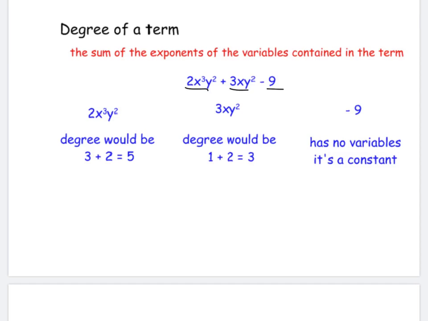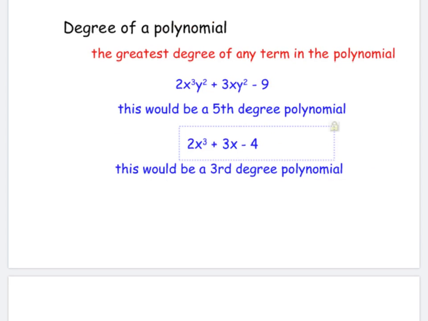In my next term, 3xy squared, the exponents are 1, even though it's not written, and 2, so 1 plus 2 would be 3. And then the negative 9, the constant term, has no variables, so it does not have a degree. The degree of the entire polynomial as a whole is the greatest degree of any term. So in the polynomial that we just looked at, the greatest was a 5th degree term, so the polynomial is entirely a 5th degree polynomial.